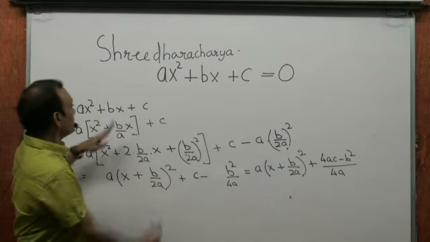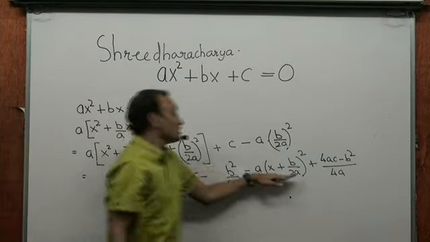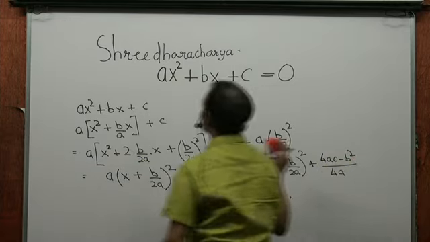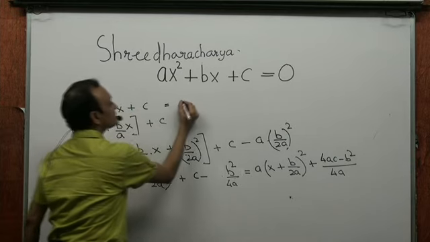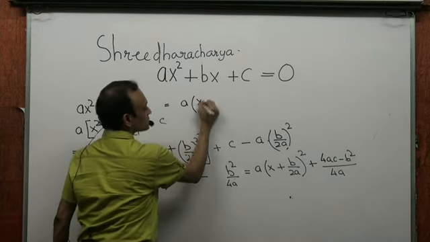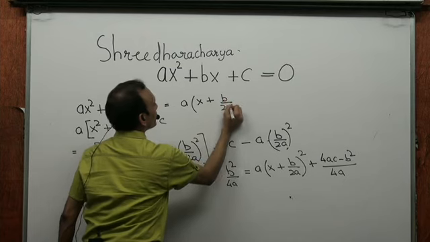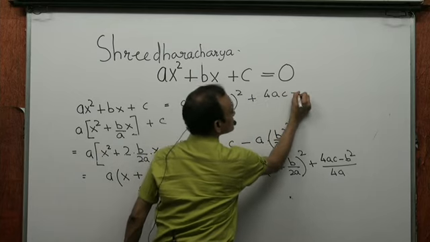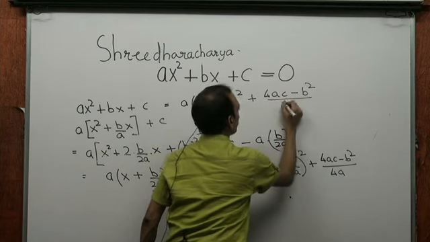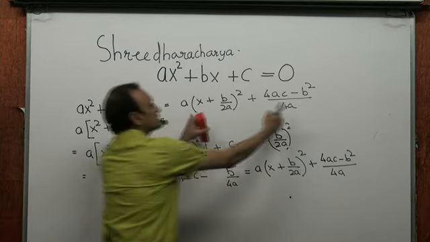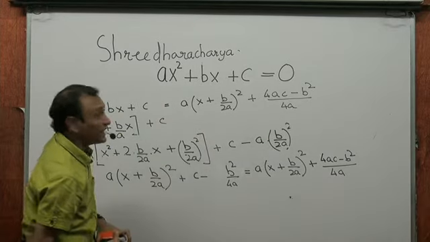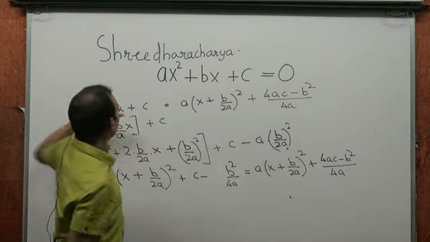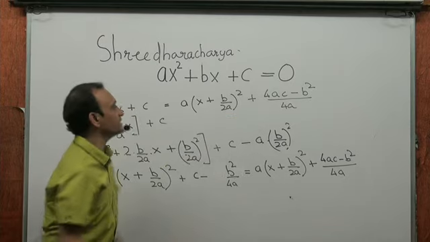Which means we have been able to express this as sum of two squares. Now, how is it sum of two squares? This I could have written as a into x plus b by 2a whole squared plus 4ac minus b squared by 4a. Right? And when I write this in this form, have I created an equation? No. This equal to this is only an identity. This equal to this is only an identity. Right?